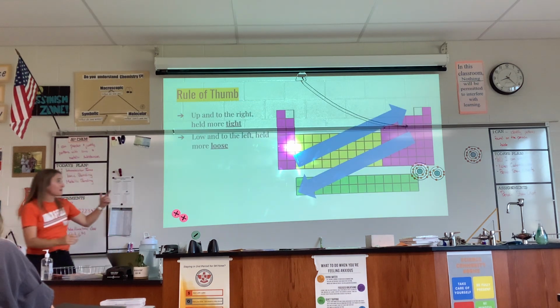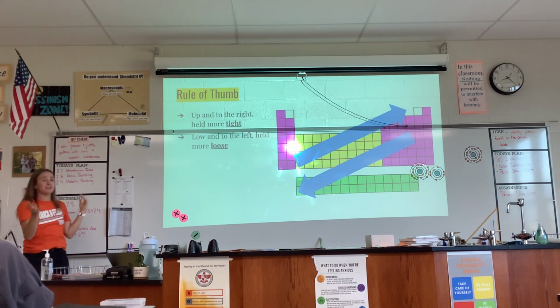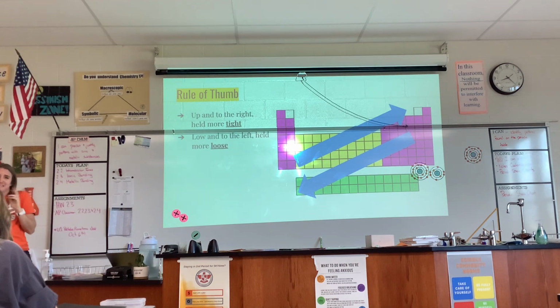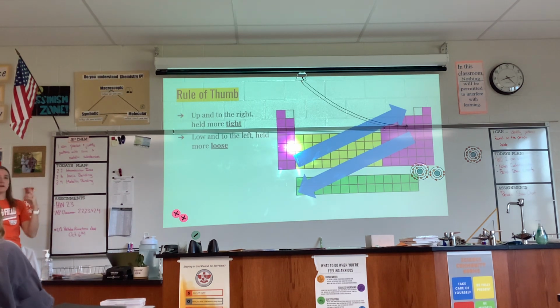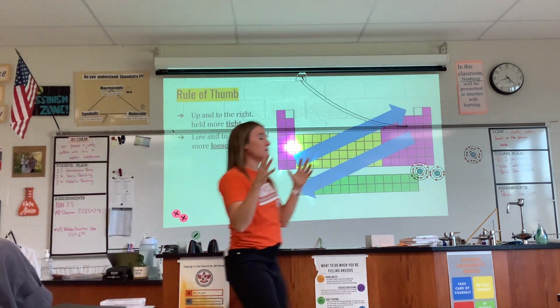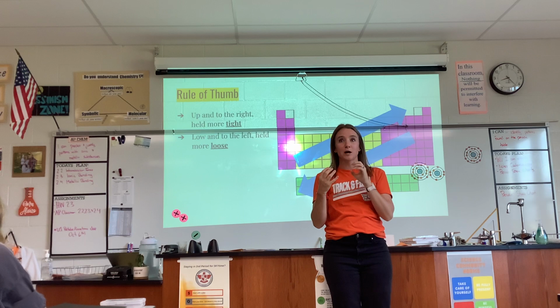Okay, so once again, like we mentioned, we have this diagonal pattern. There's kind of a little rhyme to help you remember. Up and to the right are held more tight. So if I go up and to the right, the electrons are held tight. Low and to the left, held more loose. That's the one that doesn't quite rhyme as well. But if you have a better idea for us, that's the best we can come up with. Okay? There's kind of the pattern of which ones hold on tightly, which ones hold on loosely.